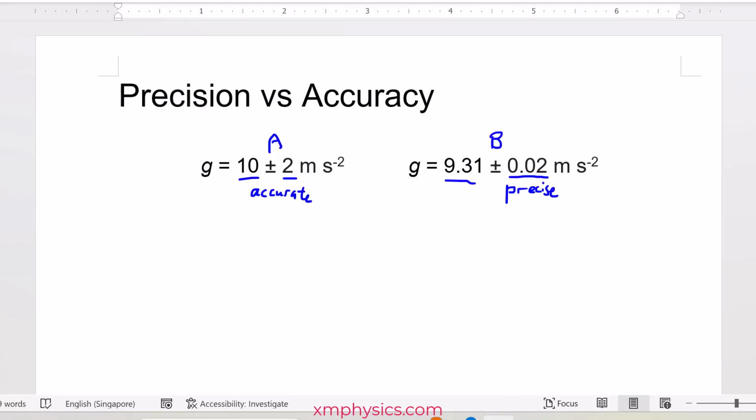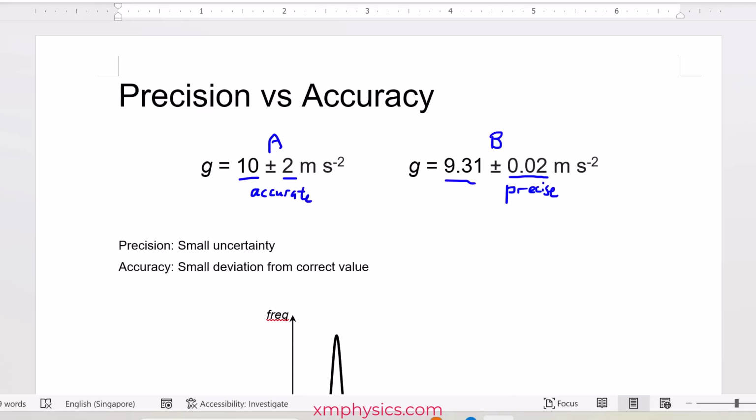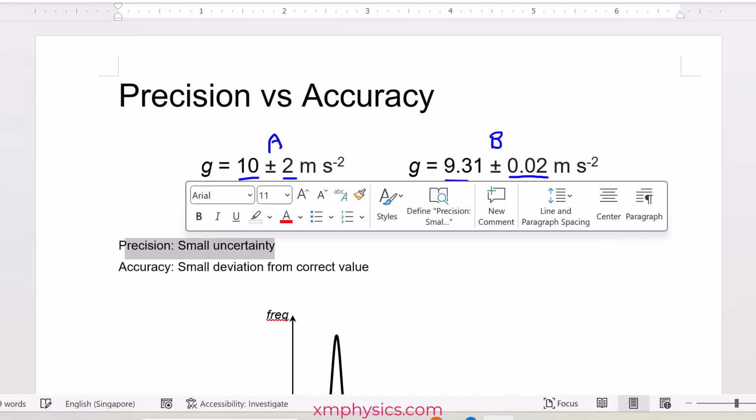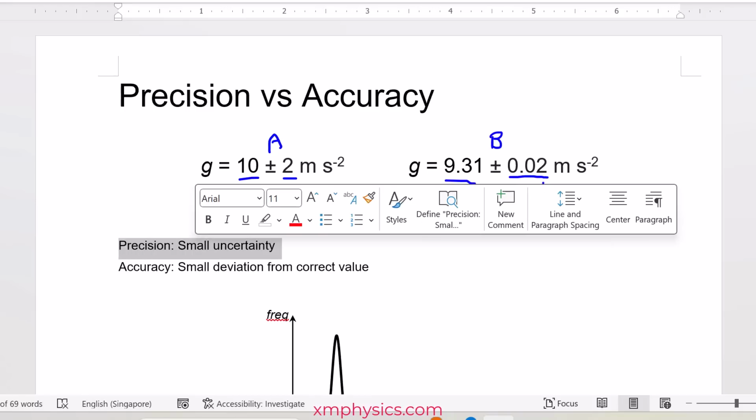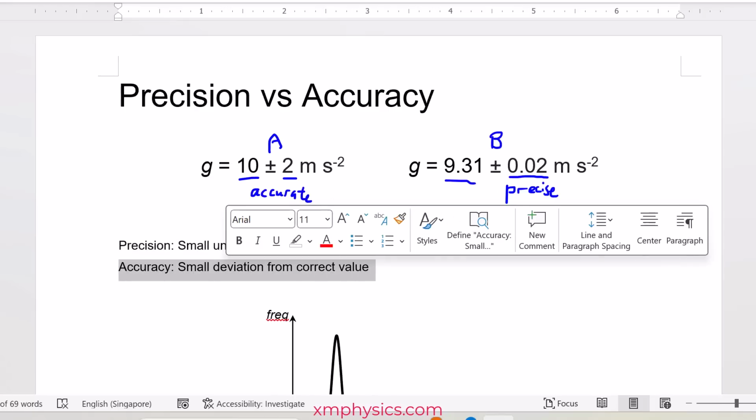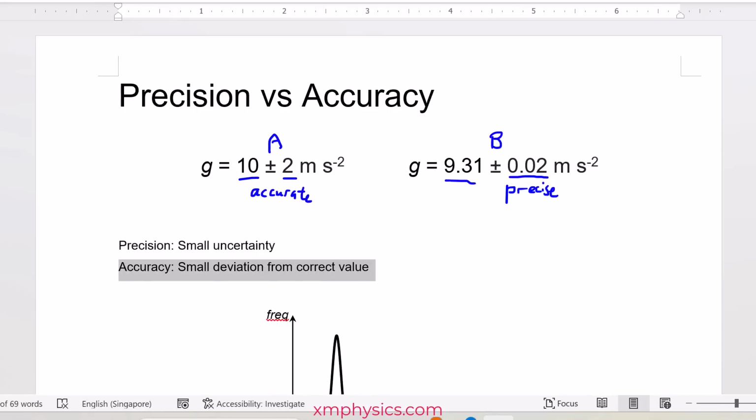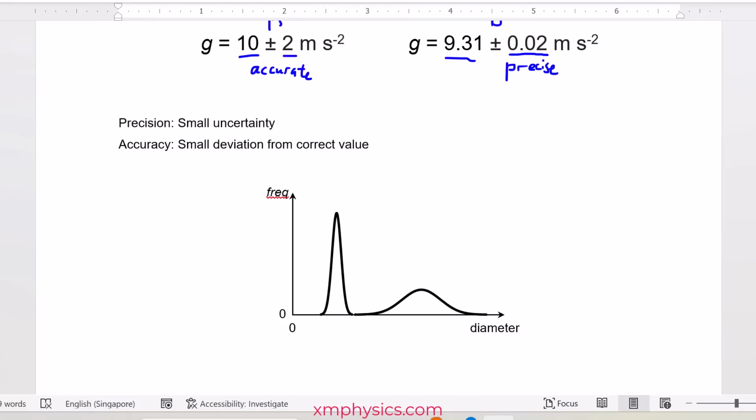Get it? So roughly speaking, precision is about having a small uncertainty. But accuracy is more about whether you got the correct value or not. Okay, another example. Let's say we have two companies, both of them producing wires of diameter, let's say 1 mm. We collect samples from the two companies and we plot their diameters in a histogram.